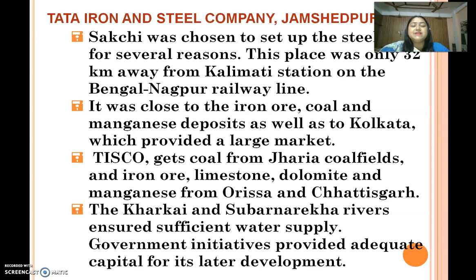Because it was nearer to the railway line, and since things can be brought in and out to the markets of India, especially Kolkata, it was said to be a very suitable place to set up the steel plant. TISCO, that means Tata Iron and Steel Company, gets coal from the Jharia coal fields and iron ore, limestone, dolomite and manganese from Orissa and Chhattisgarh.